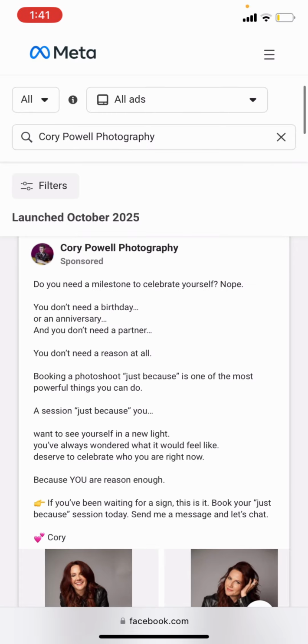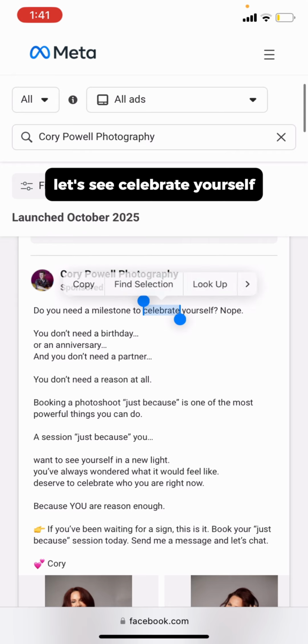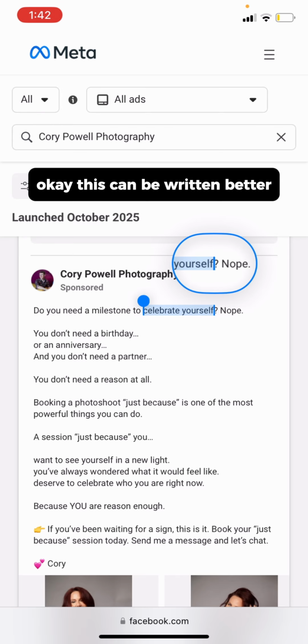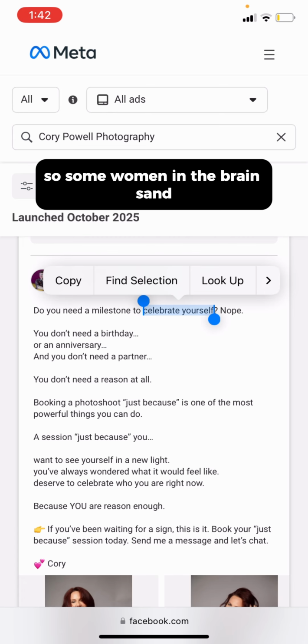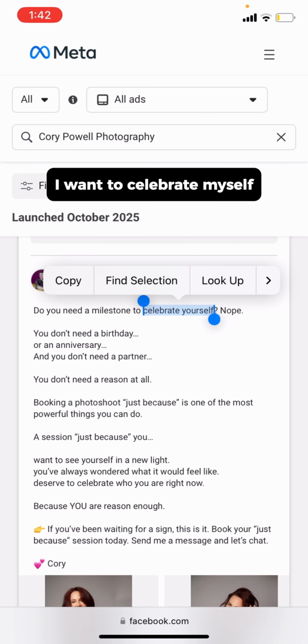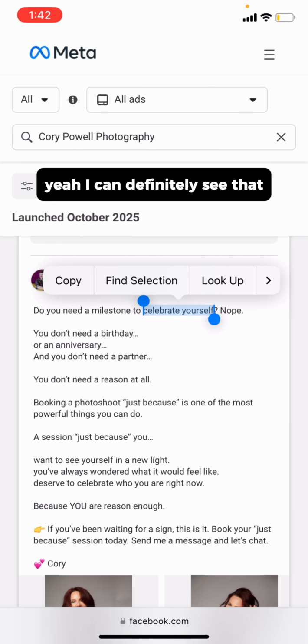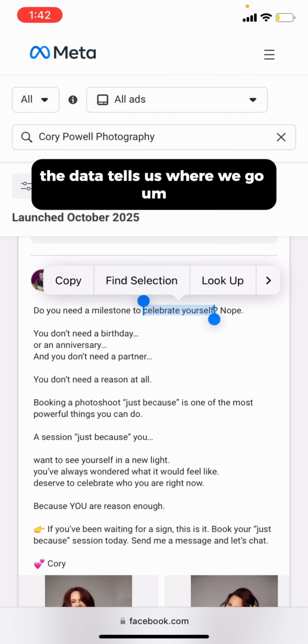So let's see. Celebrate yourself. Yeah. Okay. This can be written better, but yeah, I'll give this. So are some women in their brain saying, I want to celebrate myself? Some women in our city saying that in their brain. Yeah, I can definitely see that. And yes, we test all this. The data tells us where we go.